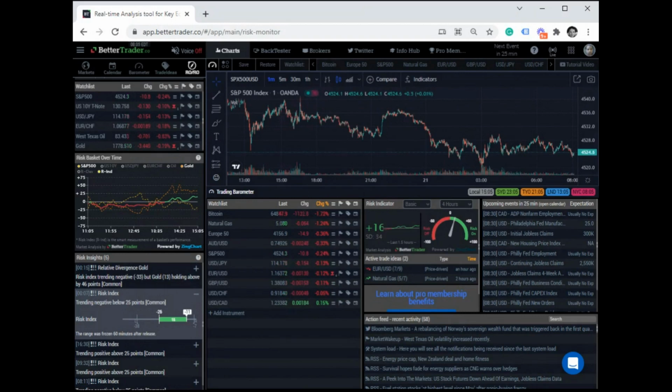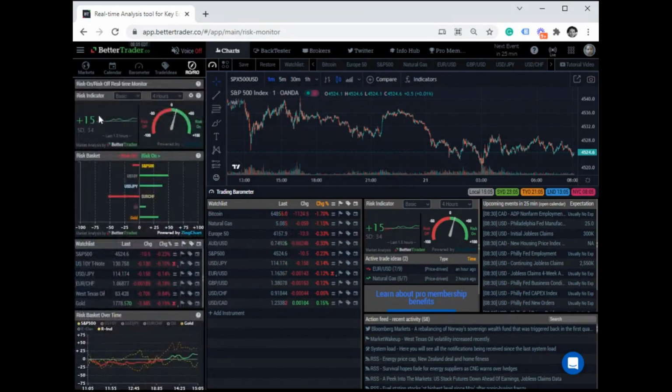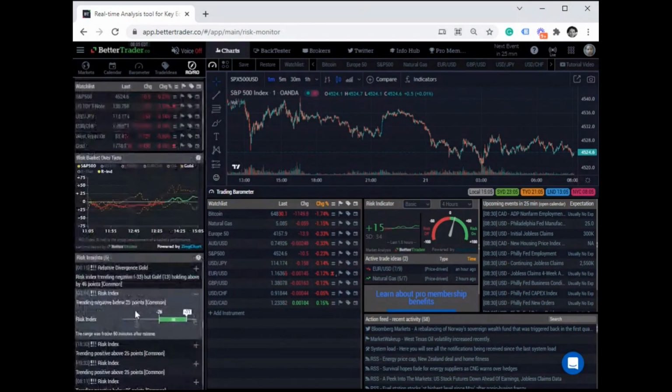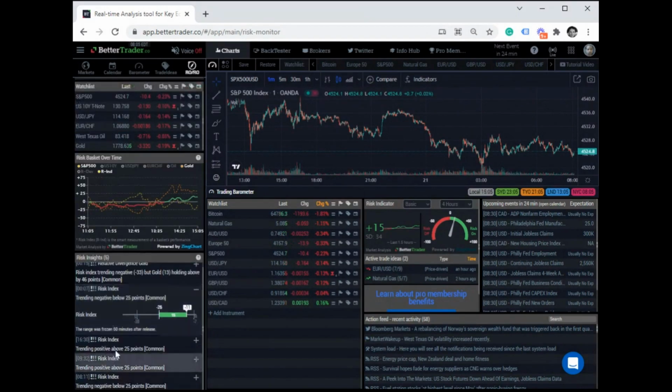And here, for example, you can see the risk index was trending negative below 25 points. So when this was minus 25 points, we generated this insight to let you know. And this is the reference point here. Now we lock this at 60 minutes. So 60 minutes following this event, the risk index was minus 11. It means that it recovered a lot.